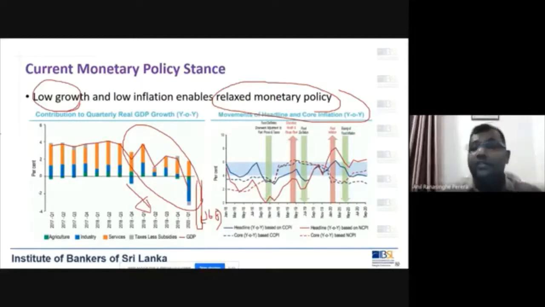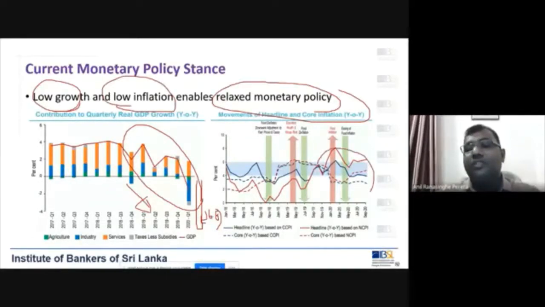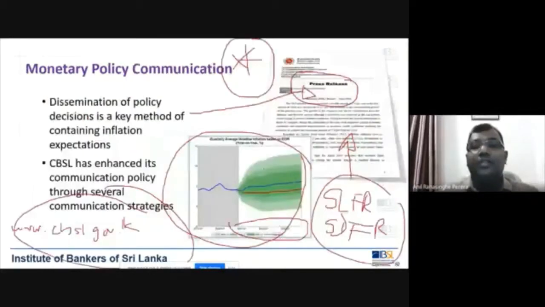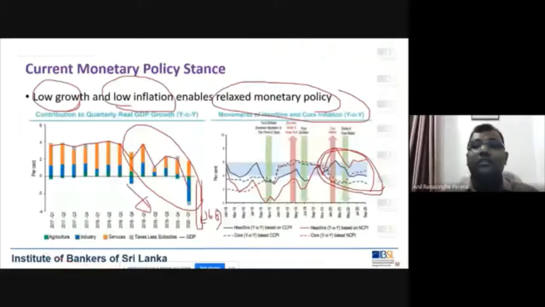Second reason, the central bank can relax monetary policy because inflation is low. Now, if you look at this chart, we will see inflation is not a major threat. Here, we will see inflation is roughly around our band. Even in this chart, which we call a fan chart, we see inflation in the future will be around 5%. So no major threats to inflation. As a result, considering low growth and low inflation, we can relax the monetary policy.